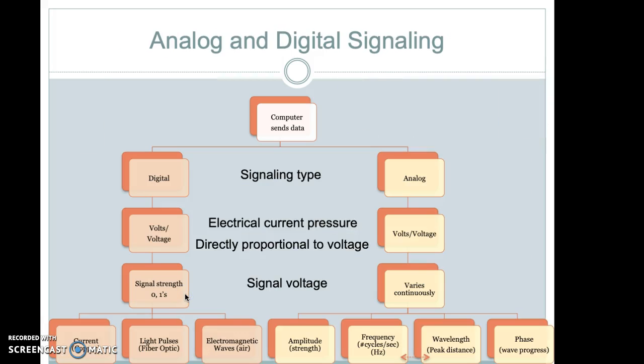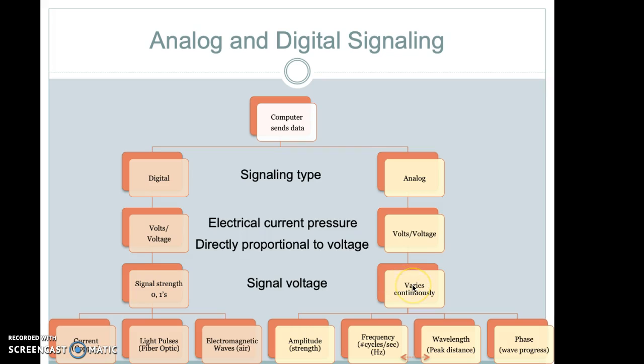Okay, I created this several years ago to help put together the difference between analog and digital signaling. The idea is computers send data. There are two signaling types, one digital, the other analog. Typically, our telephones are on analog and certain things like that, and other things the computer really likes digital, but there are two signaling types. They both use electrical current pressure and they're both directly proportional to voltage, so they're the same here, but the actual signal varies.